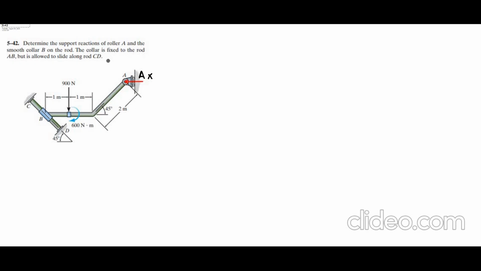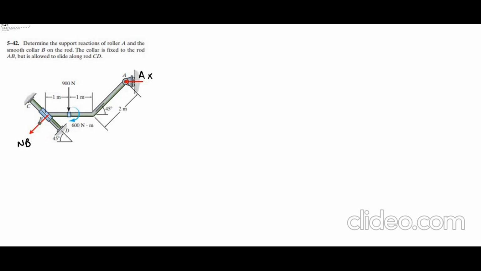At B, I have a smooth collar which can slide along the rod CD, which means the motion is allowed along the rod CD. But I cannot pull this collar perpendicular to the rod CD, which means that I have a reaction generated here like this, perpendicular to this rod. Let's call this NB.